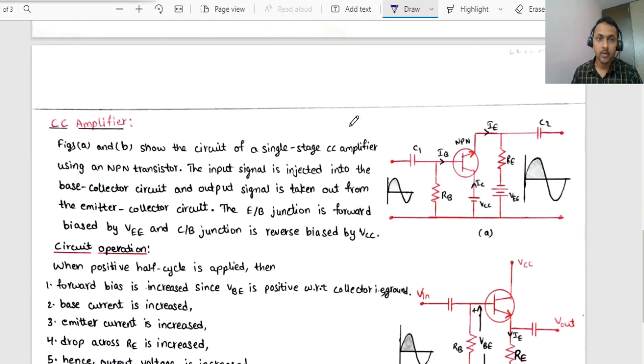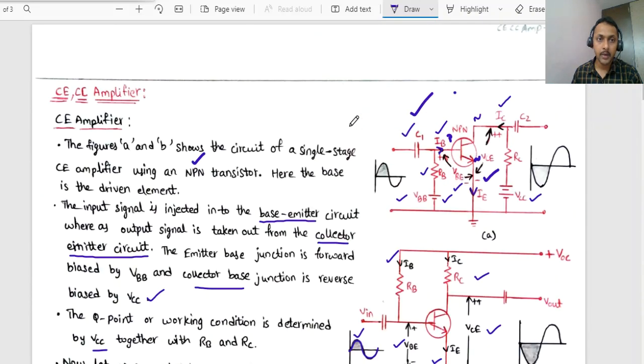So this is what the common emitter configuration is all about. Dear students, simply to say, the emitter will be common to both the input and output. Base-emitter will be forward biased. Collector-emitter will be reverse biased.